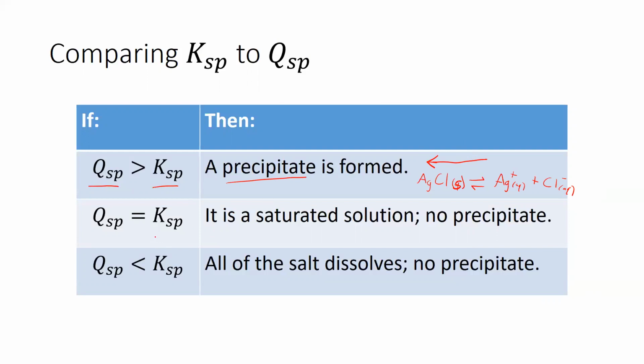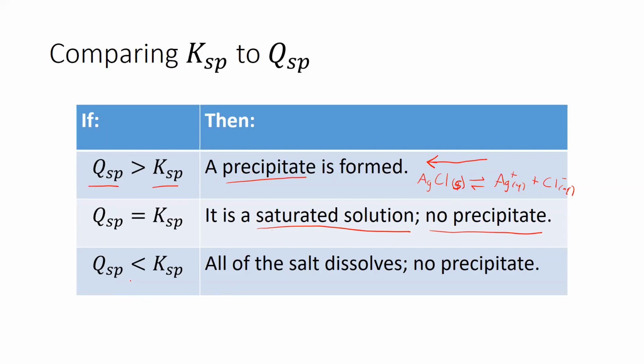If you have Qsp equal to Ksp, this says that it's a saturated solution. And so you don't have any precipitate in this reaction. You won't have any solid in the bottom of the container because it's a saturated solution. And so that's a very specific case for a solubility equilibrium: when Qsp equals Ksp, there's no precipitate, but you are at that equilibrium point.